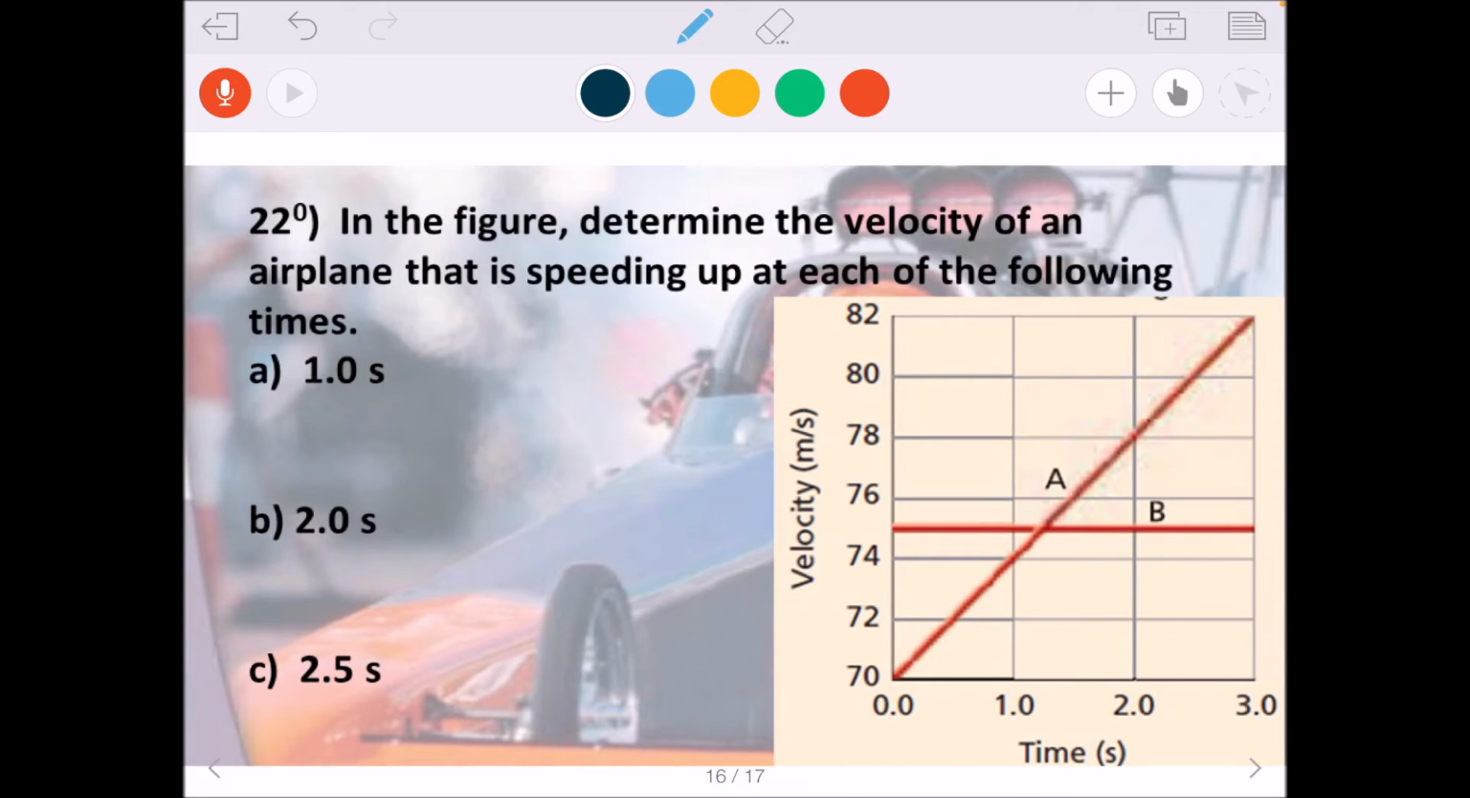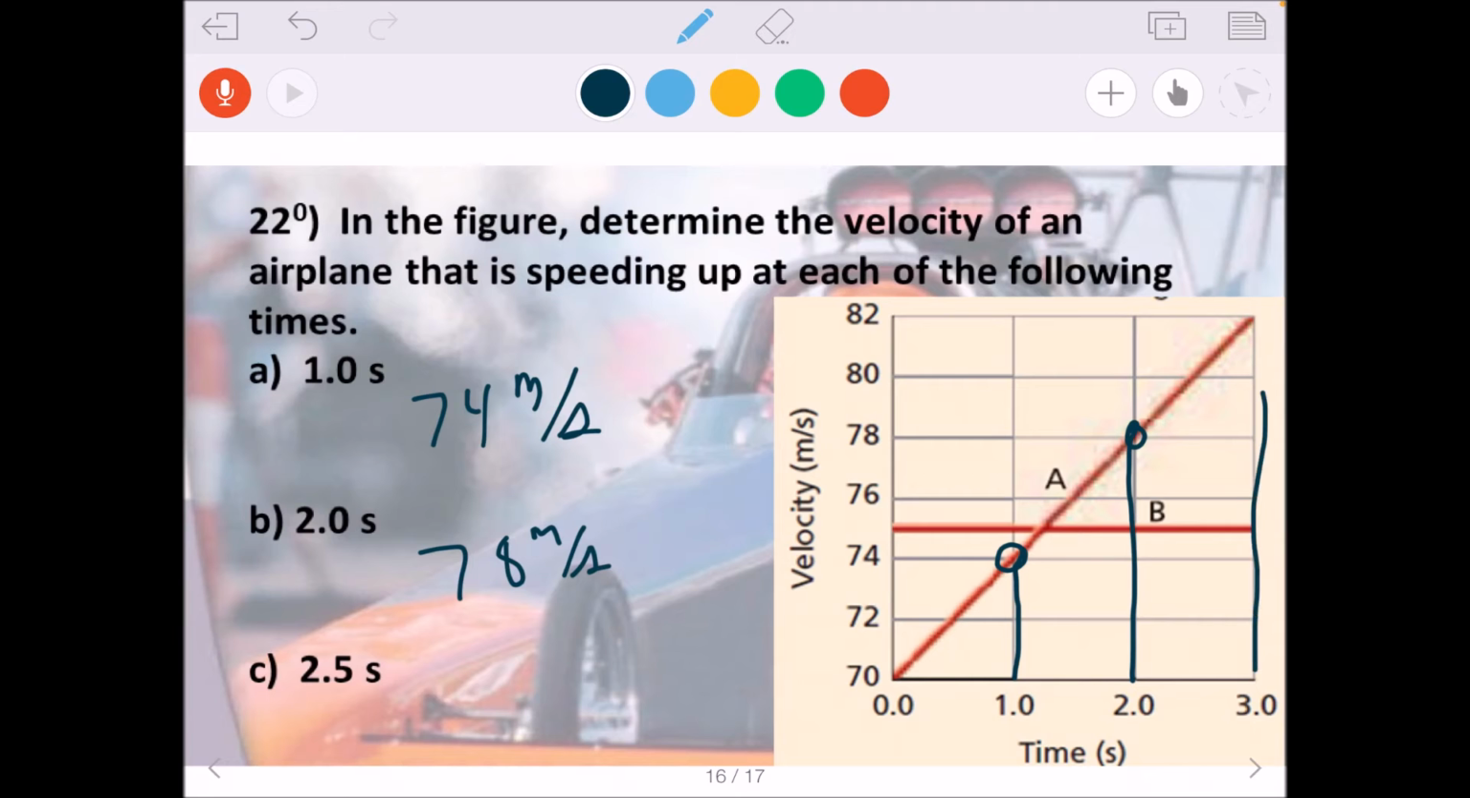So let's try problem number 22. In the figure, determine the velocity of an airplane that is speeding up at each of the following times. At 1 second, I look at my graph and I see that my airplane is traveling about 74 meters per second. After 2 seconds, going up, we see that it is traveling about 78 meters per second. And in 3 seconds, it's all the way up here at roughly 82 meters per second.